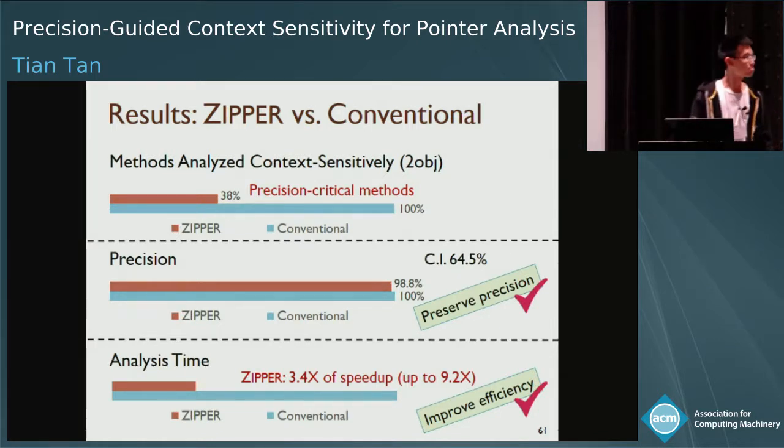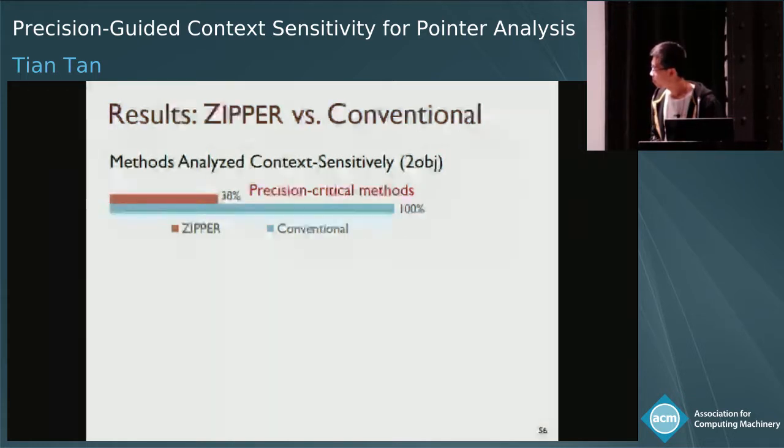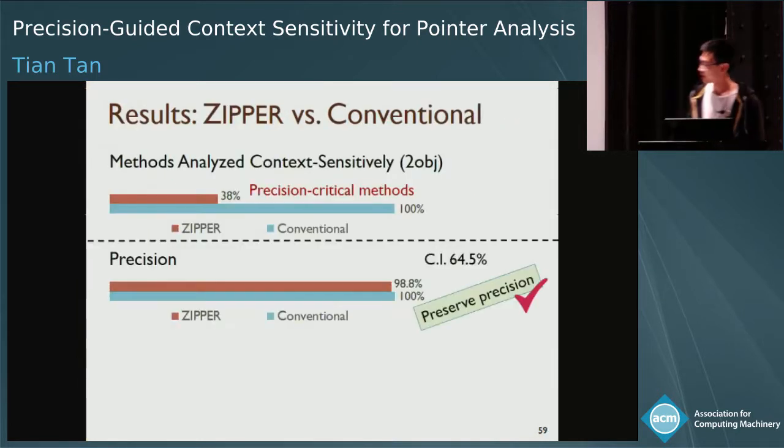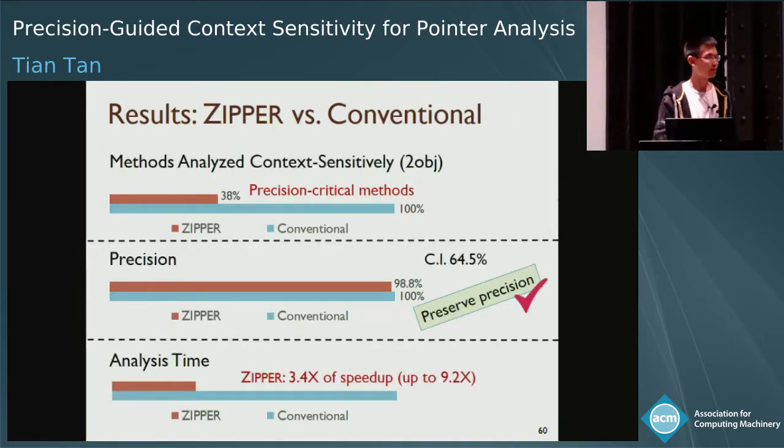Actually, I have a quick question. When you talked about your evaluation, you mentioned that you excluded 2 benchmarks from the DaCapo because the conventional analysis does not scale to them. Have you tried your analysis on those 2 benchmarks? Yes, actually, Zipper is also unscalable for those 2 benchmarks because the principle of Zipper is to preserve precision.